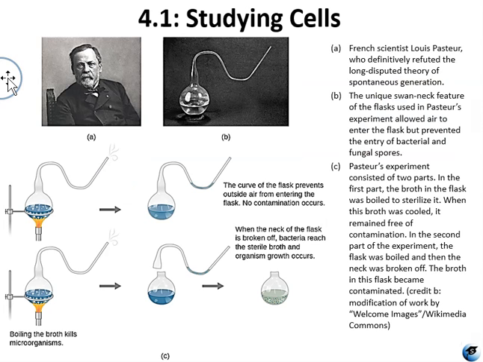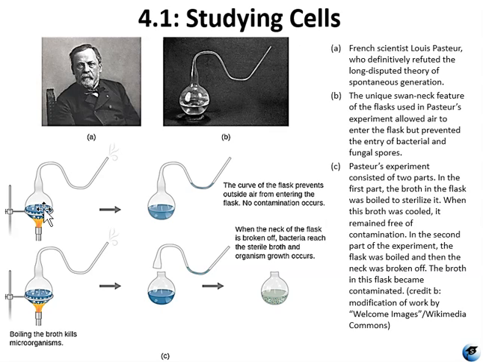This figure shows Louis Pasteur's famous swan neck flask experiment, and this is the one that definitively rejected the idea of spontaneous generation. It was the shape of the flask that allows air to come inside of the container, but it prevents the entry of any kind of bacterial or fungal spores. The experiment consisted of 2 parts.